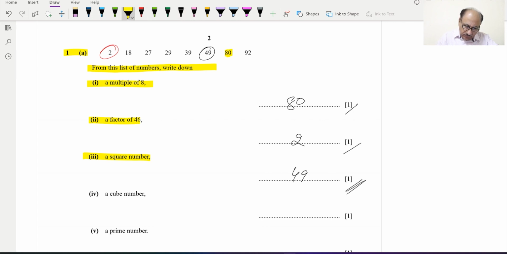Then a cube number is 27, which is 3 cubed. So we can write 27. This is also for 1 mark.